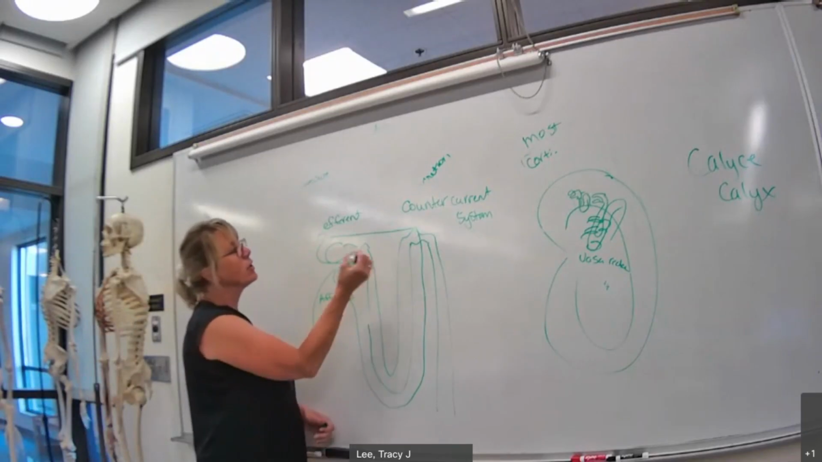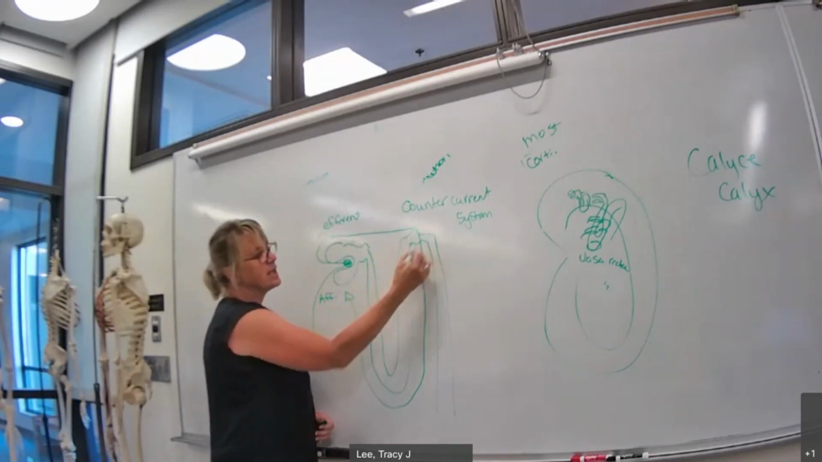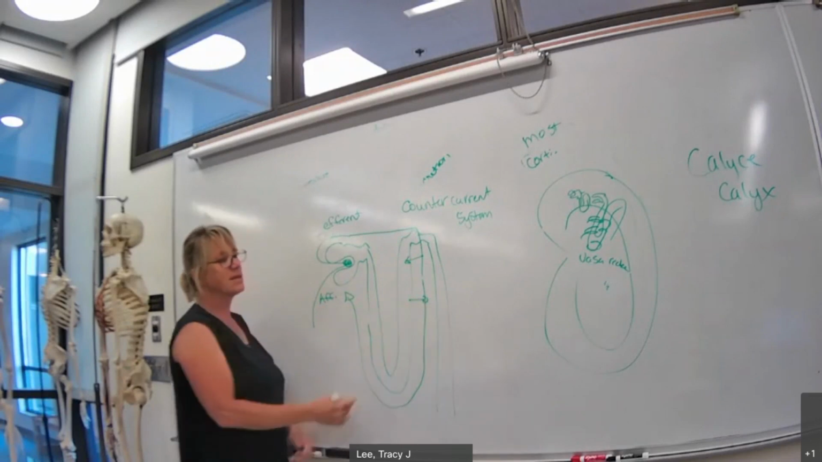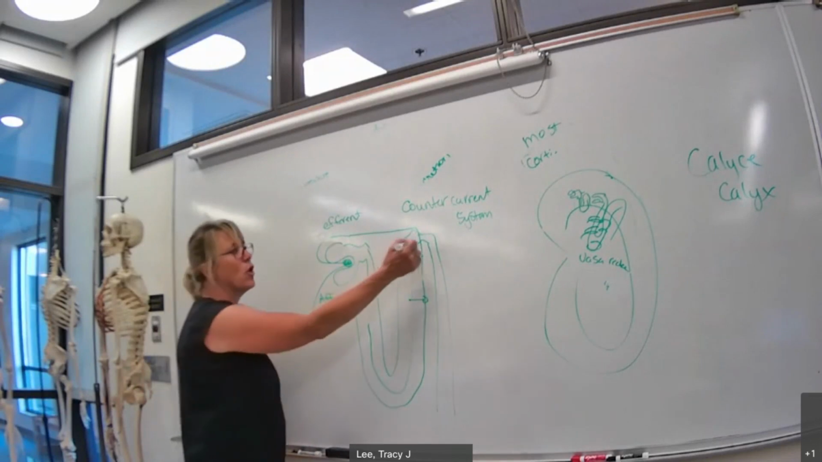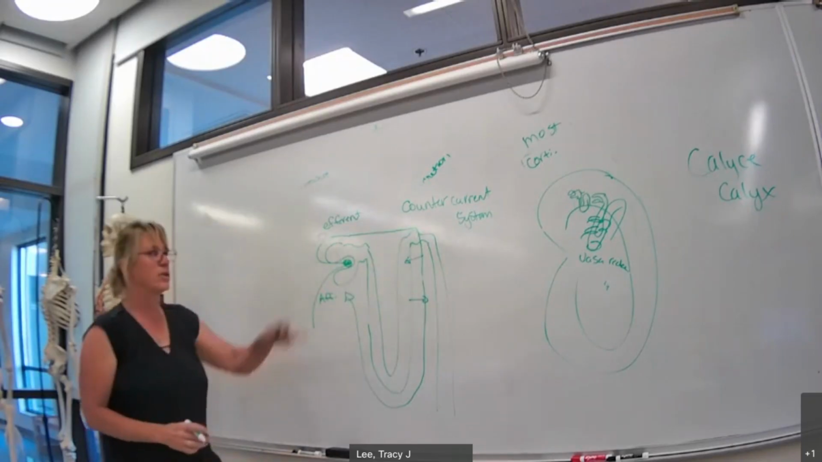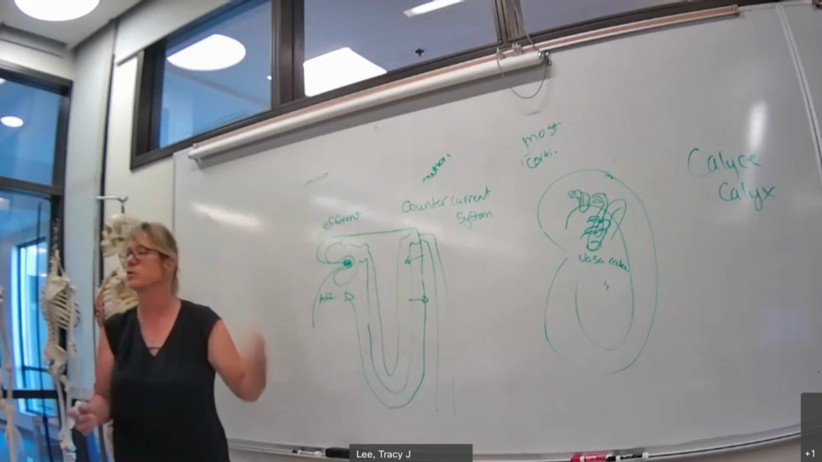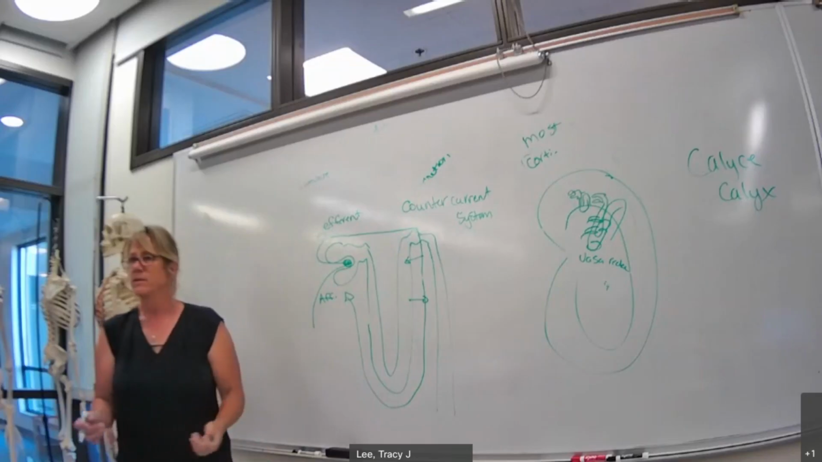So here comes my blood vessel. What it's going to do is either put stuff in or pick stuff up into the bloodstream that comes out of the kidney tubules, or it's going to put it into the kidney tubules. If we put it into the kidney tubules, what do we call it?